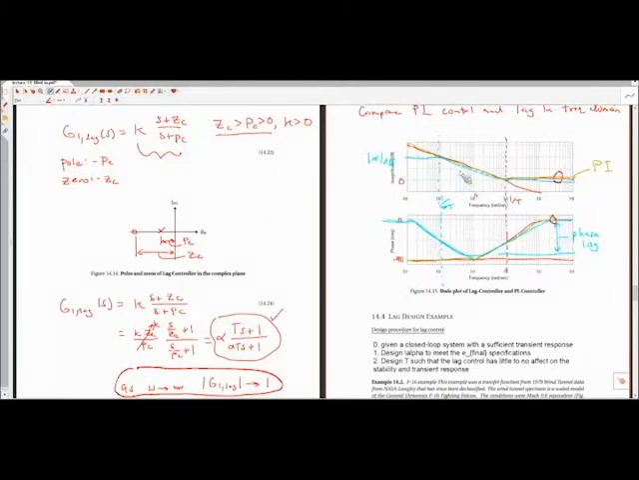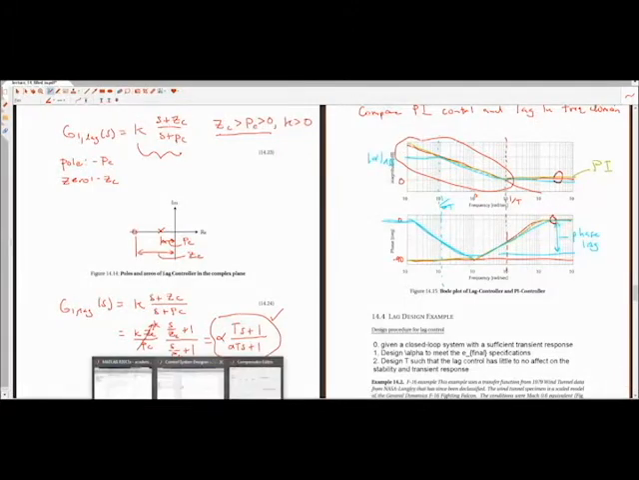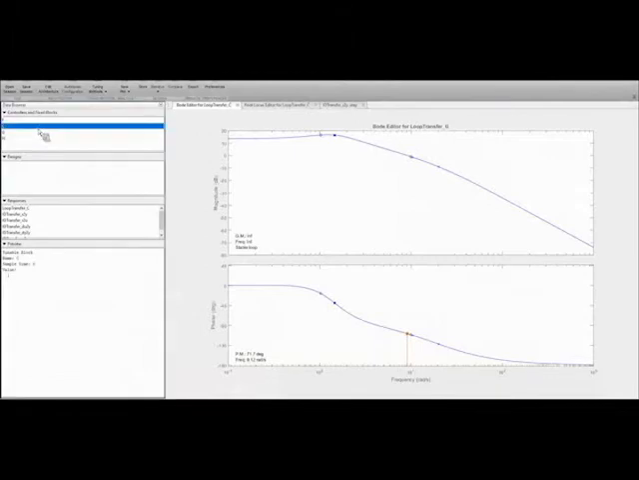So what we're doing is we're adding features to the frequency domain that has a high gain at low frequencies and also this phase lag at low frequencies. So if I look at the Bode plot for the system, I add back in my controller. What we should see is we're not going to affect the Bode plot in these high frequency regions.